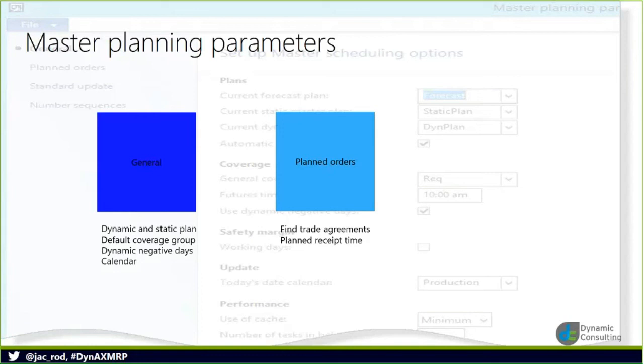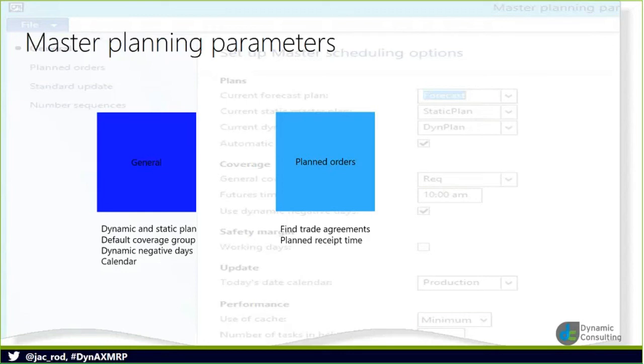Where it gets all the information is based off of your product setups, right? So if you look at your product, if you look at the Purchase fast tab on the release product, there's a field called Vendor. That vendor field is the default vendor for that item. So when master planning sees a need to buy that material, it goes to that vendor and says, hey, create a purchase order to this guy. And we'll look to see what the lead time is and the purchase price is for that vendor.